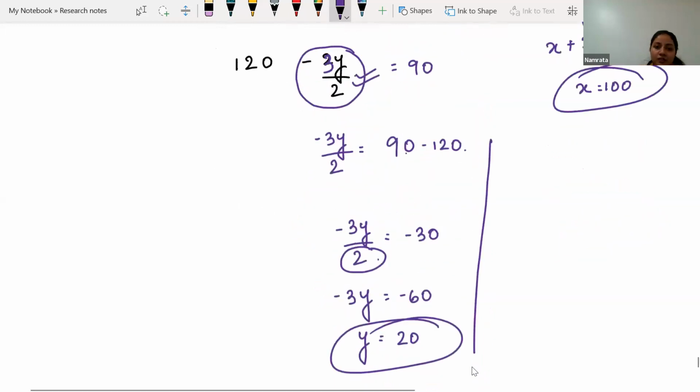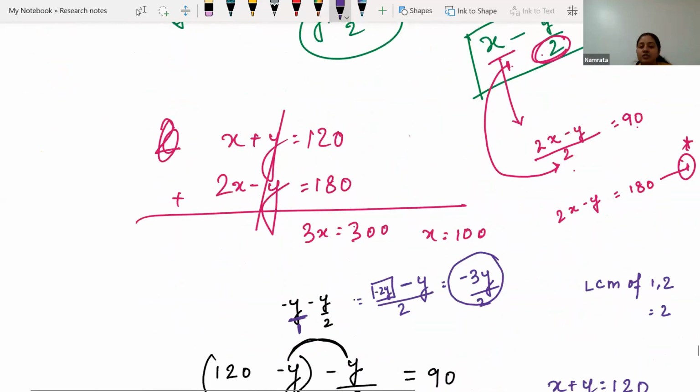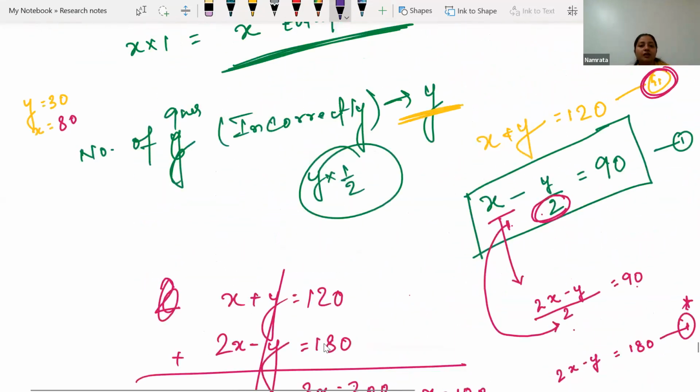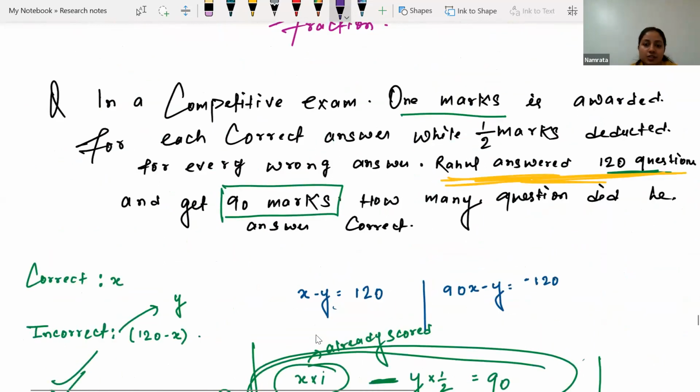Yes, ma'am. So the methods are different. It's completely your choice. Either you can go by the substitution method or by the elimination method, whatever feels convenient to you. Any method you can choose, but at the end, the answer has to be the same. So just a little bit of calculation error was there. No worries. Here, is the concept clear or not, Harshit? Yes, ma'am, clear.